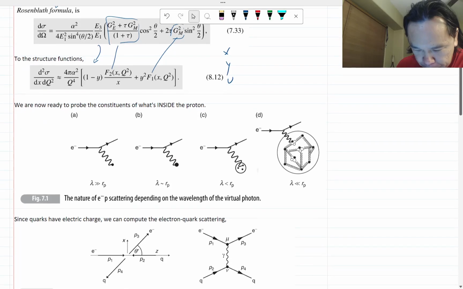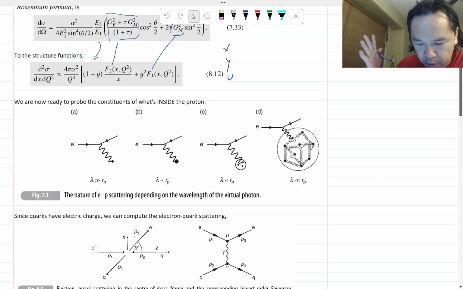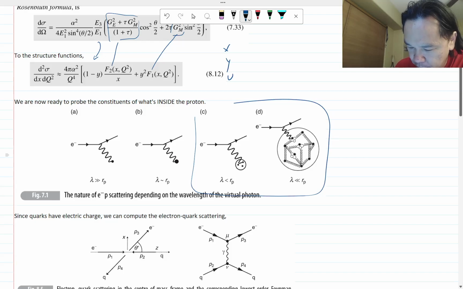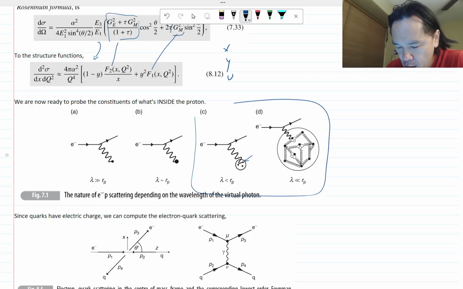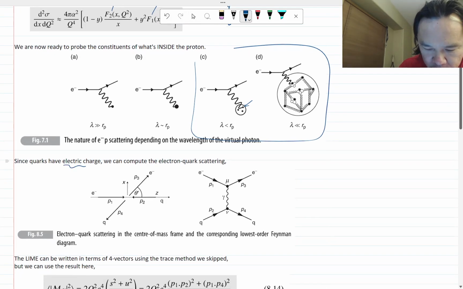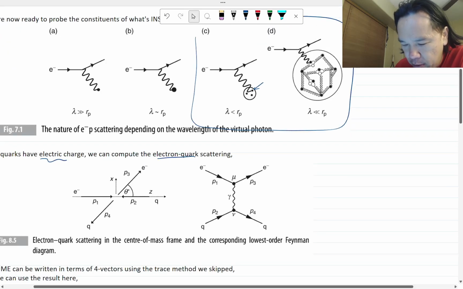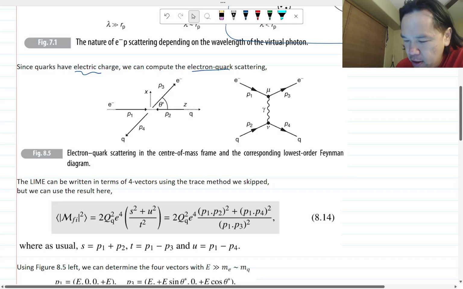Okay, so what we're going to do is we're going to model, we're kind of in this little regime here. And notice that when this electron comes by, you're actually scattering off one of the constituents of the proton. Since the quarks inside the proton are the only ones that have an electric charge, gluons are electrically neutral, they have a strong charge instead, we can actually use quantum electrodynamics to compute the electron quark scattering. Just as before.